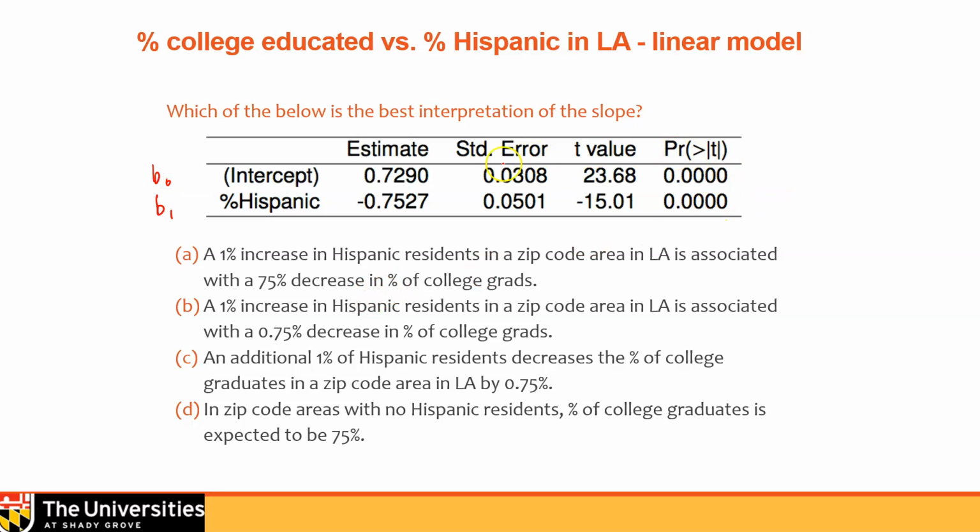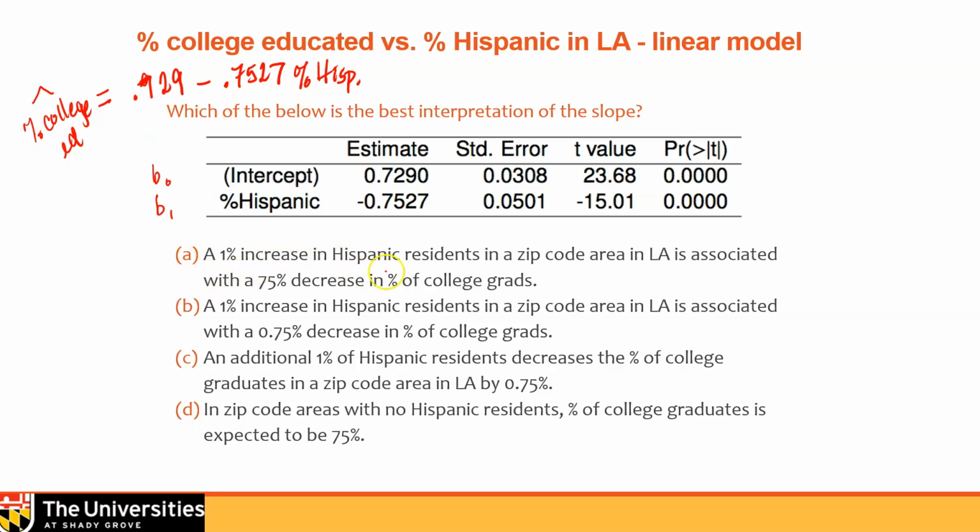This is a point estimate for the slope, and a point estimate for the intercept. And so what we're saying in terms of a model is that the prediction for the percent of college educated is going to be, here's a linear model, 0.729 minus 0.7527 times percent Hispanic. This is in LA. That's the linear model that we have estimated.